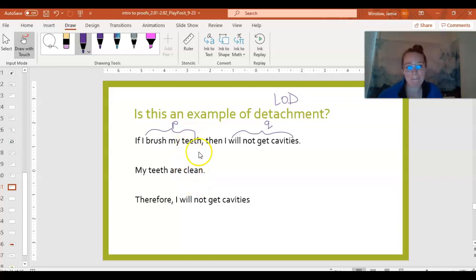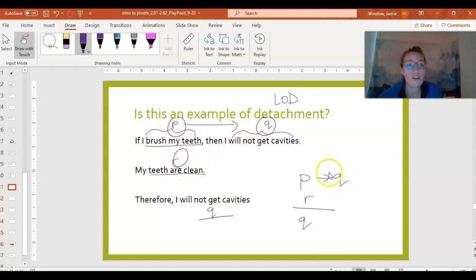Is that the same? This is not the same exact statement. It kind of means the same thing, but it's not the exact same. We can't label it P because it doesn't say brush my teeth. It doesn't even say brushed my teeth. So we would call this something else, like R. Therefore, I will not get cavities, Q. So is it P implies Q, R, Q? See, I just pulled off the letters. P, Q, R, Q. Is this the law of detachment?